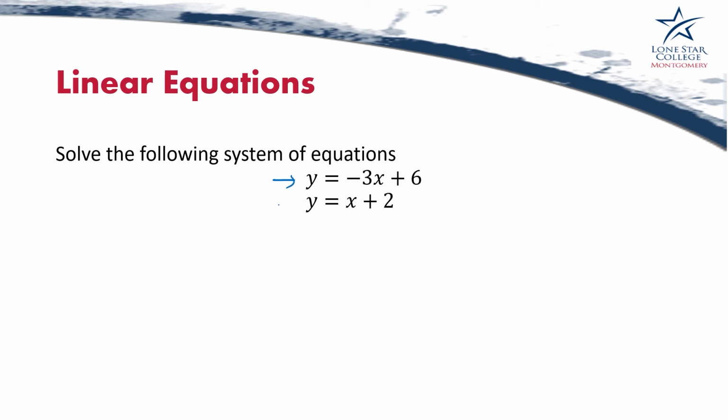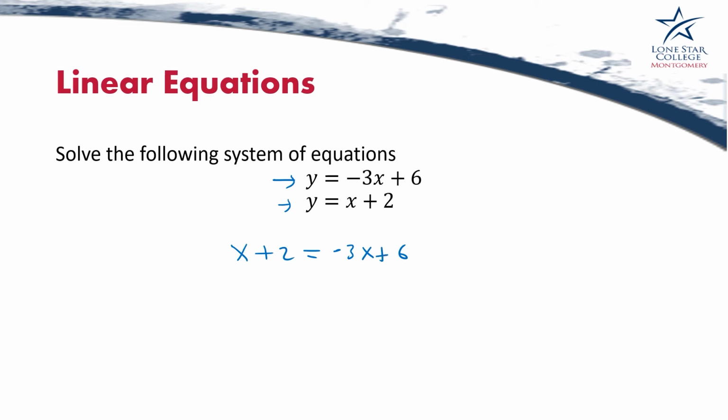So you see that both equations are y equals, right? Because they're both y equals, we can substitute what they are into each other. So basically, if y is equal to -3x plus 6 and y is equal to x plus 2, we can also say that x plus 2 is equal to -3x plus 6 because they're both equal to y. So now we have an equation we can work with, and let's try to solve for x.